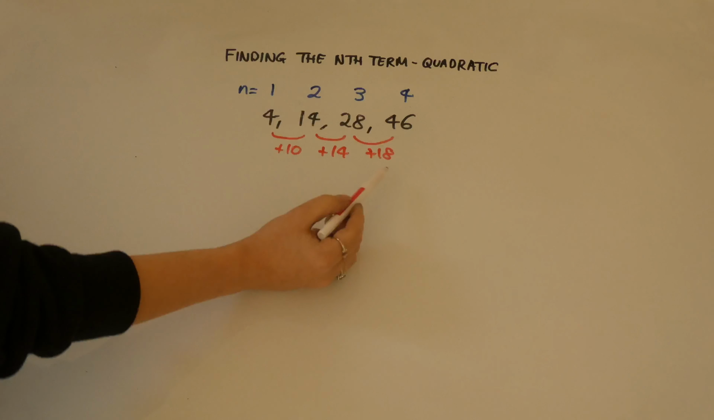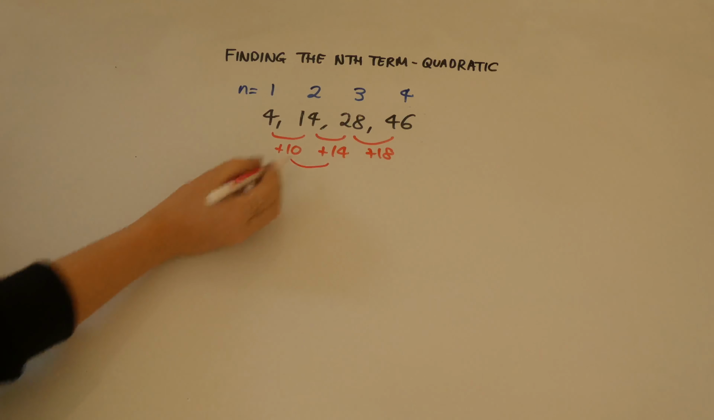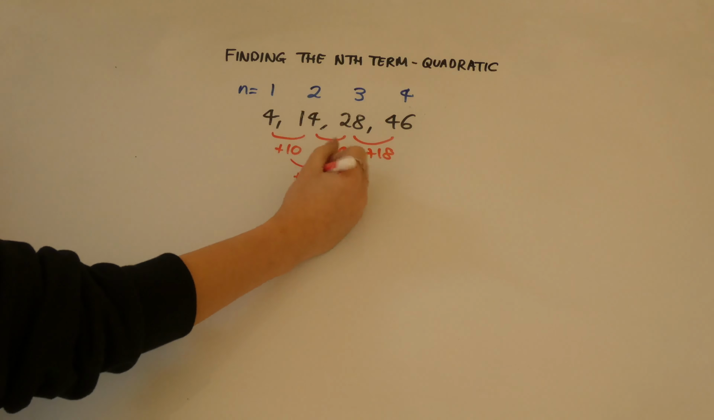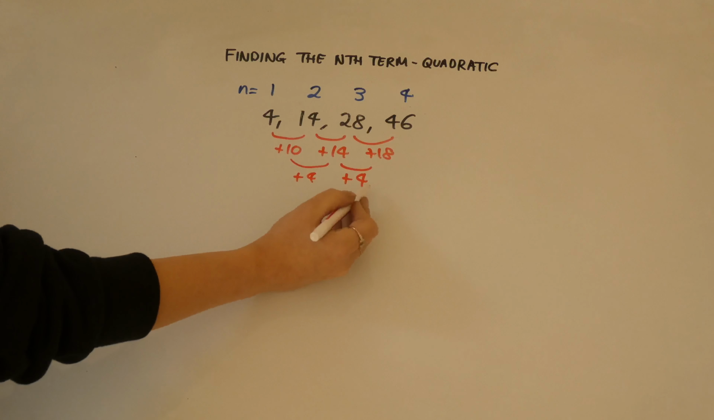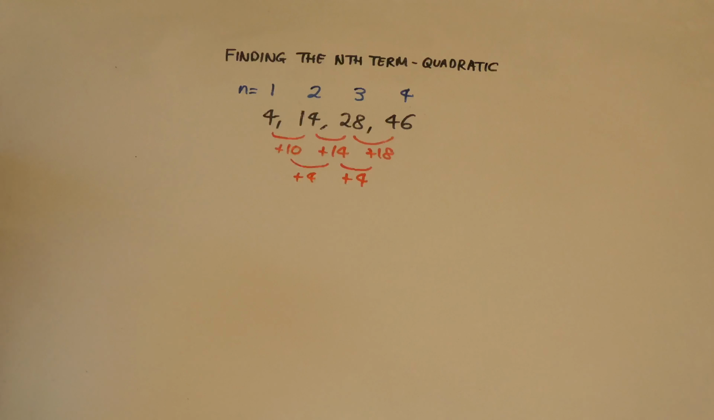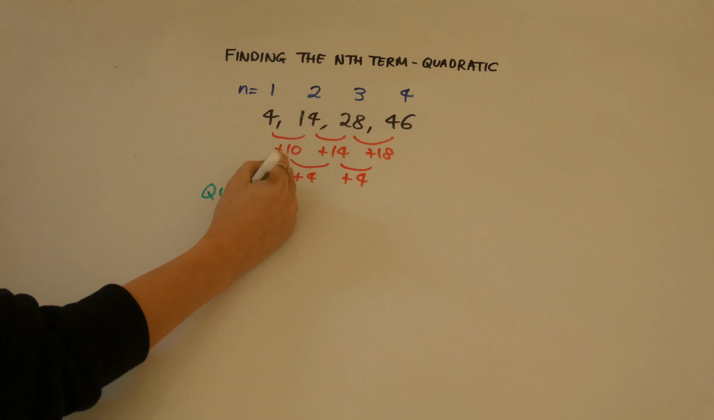So what that means we need to do now is find the second difference, which is the difference between the differences. So between 10 to 14, we need to add 4. 14 to 18, we're adding 4. We've now got a constant difference, or the same difference, so we can stop. But because we've had to find two sets of differences here, it means we're dealing with a quadratic.